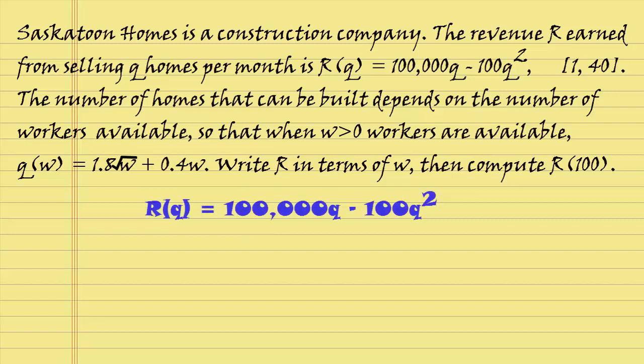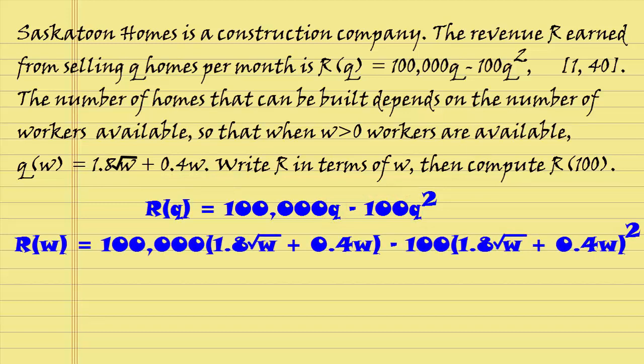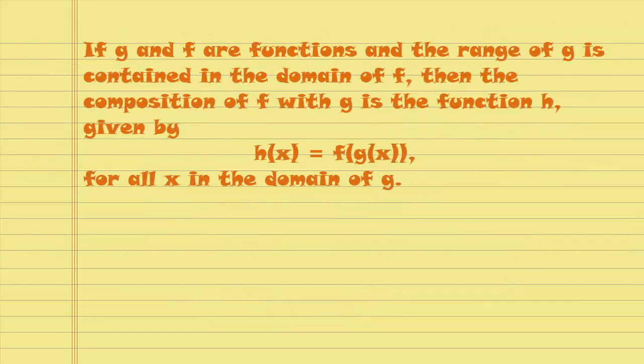So we start with R(Q), and we evaluate it at the function Q(W). That is, everywhere that we see a Q, we plug in the function Q(W). This gives the following. Now we have R in terms of W. Evaluating this at W = 100 workers, we get R(100) = 5,463,600.